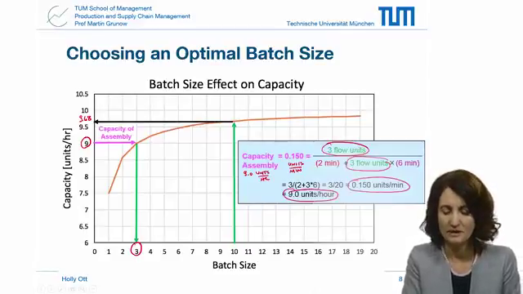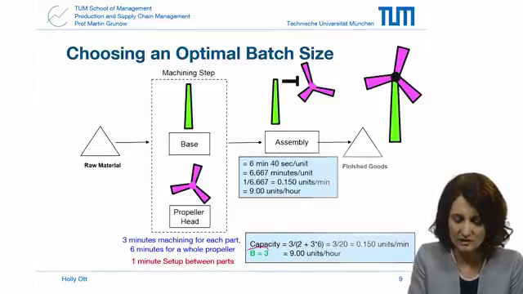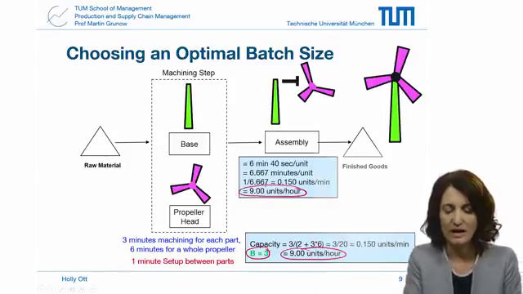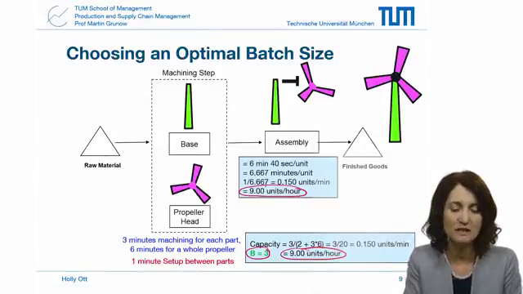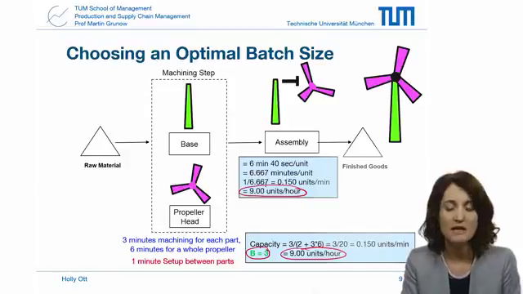So what this means is that if we choose a batch size of 3 instead of 10 for our machining, we will have 9 units per hour at the machining as well as 9 units per hour at the assembly. And so we have our system aligned. We have no buildup of additional parts. Now again, this is an ideal case. We haven't been talking about variability, and we haven't been talking about our takt time.